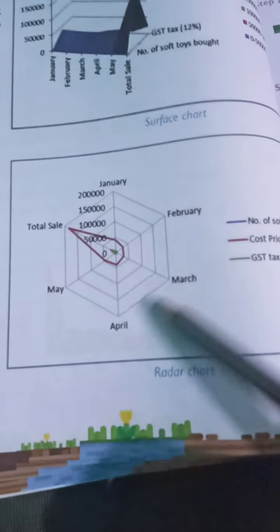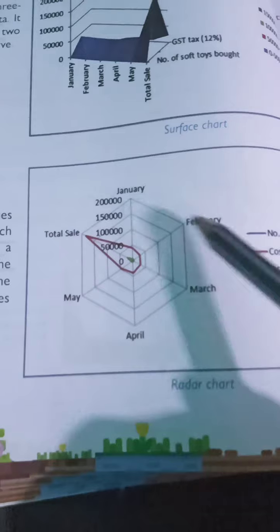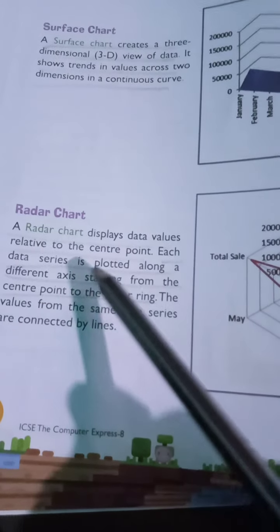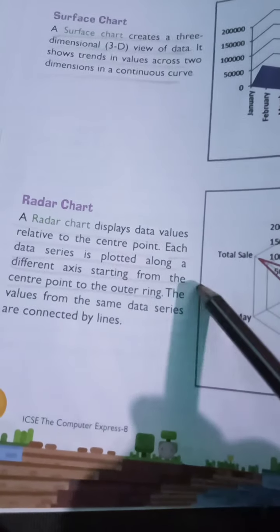Next one is the radar chart. You can see the radar looks like it is in the shape of a pentagon. You can see January, February, March, April; we are representing some data. A radar chart displays data values relative to the center point. Each data series is plotted along a different axis, starting from the center point to the outer ring.